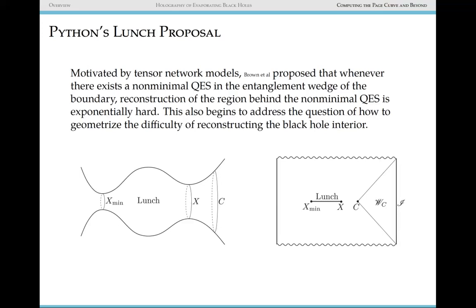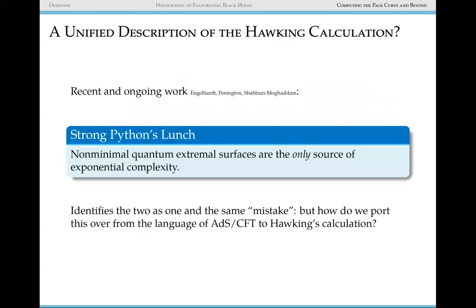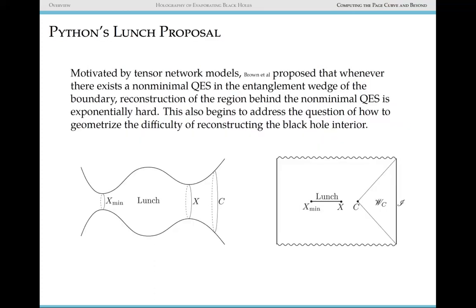Say the conjecture again. So the conjecture, or the thought, is that when you have this constriction, then you're doing the wrong saddle somehow. No. So what's the next slide again? Okay, let me explain it here. So the conjecture is that whenever you have a non-minimal quantum extremal surface, anything that's between it and the minimal quantum extremal surface is exponentially hard to decode.